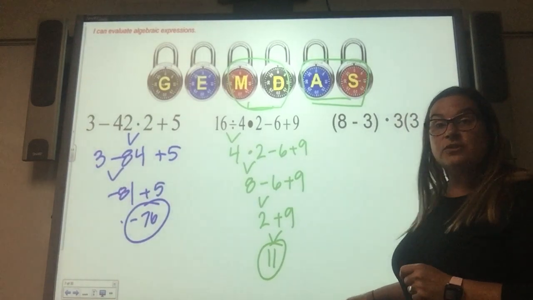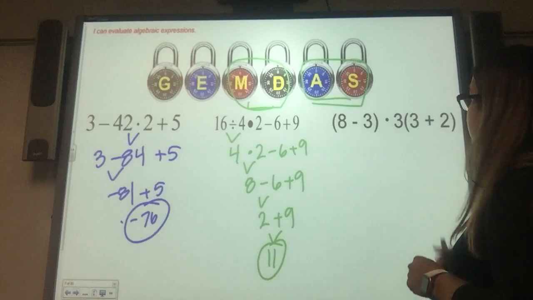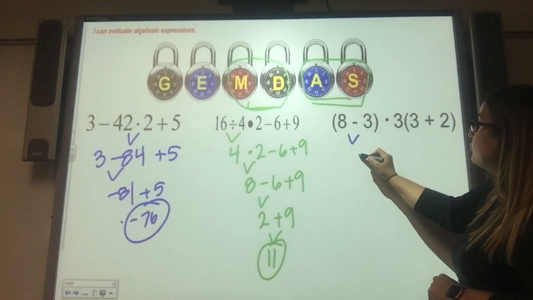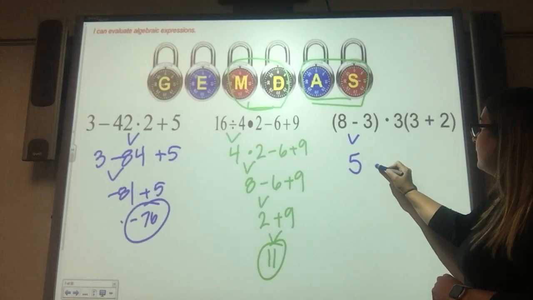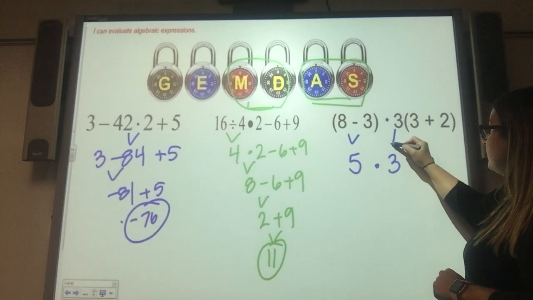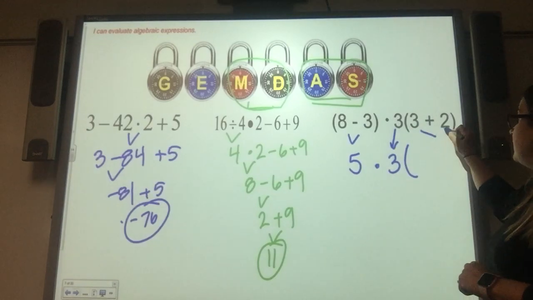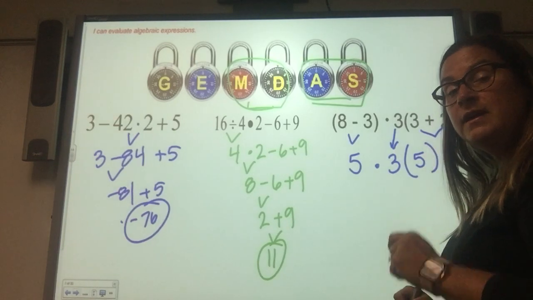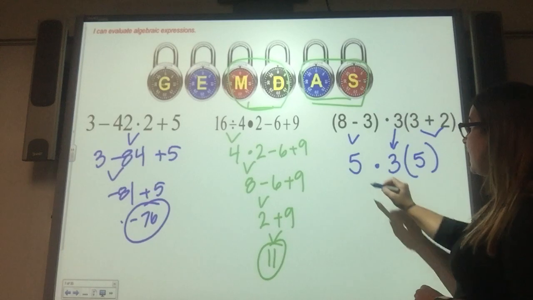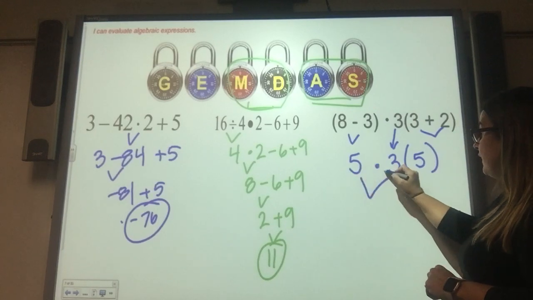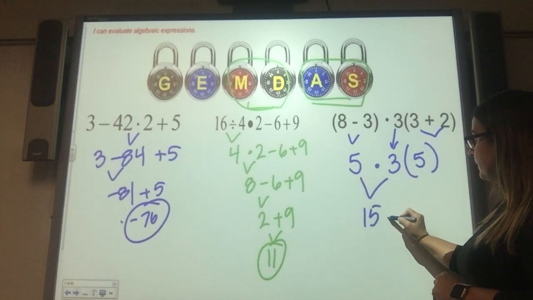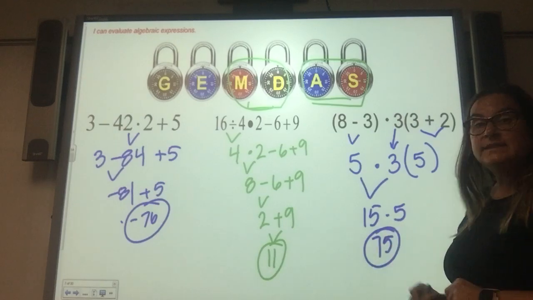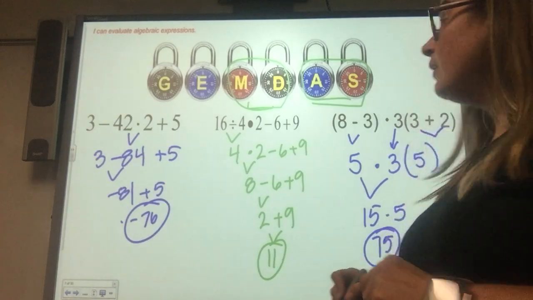In this case, the grouping symbols are parentheses. So we're going to take care of those first. 8 minus 3 is 5 times 3. I'm just going to bring this down, and now I'm going to simplify here. 3 plus 2 is 5. So 5 times 3 times 5, and I'm going to work left to right. 5 times 3 is 15. Times 5 is 75. All right?